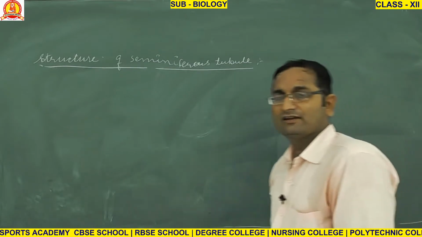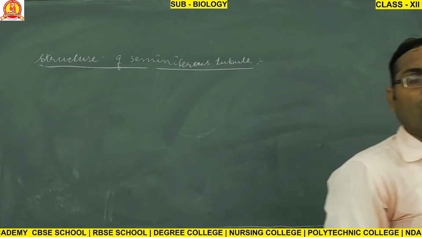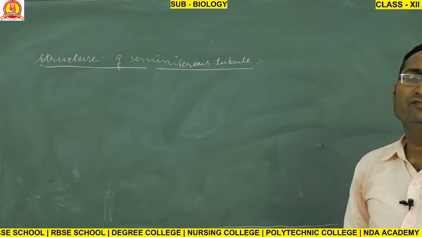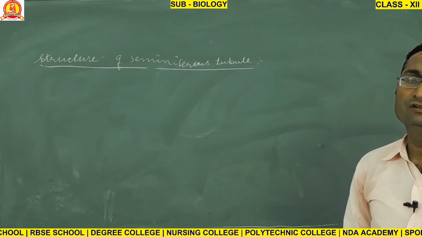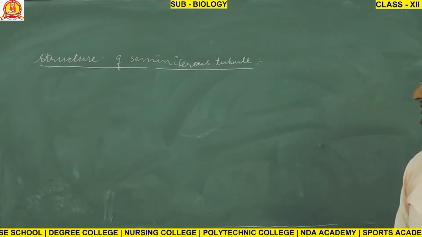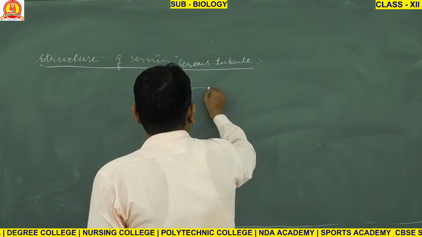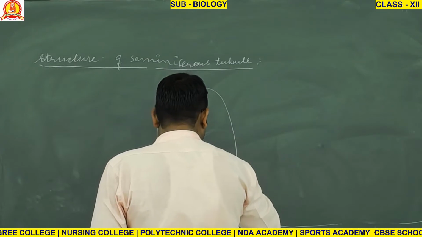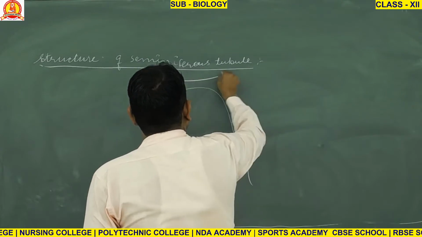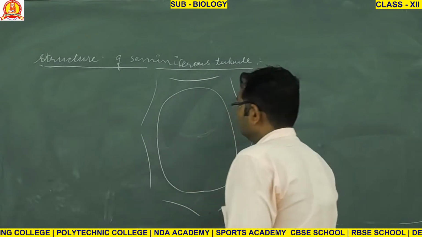Seminiferous tubule is the structural and functional unit of testis, and one to three seminiferous tubules are present in a testicular lobule. Then the transverse section of a seminiferous tubule, diagram of a seminiferous tubule.